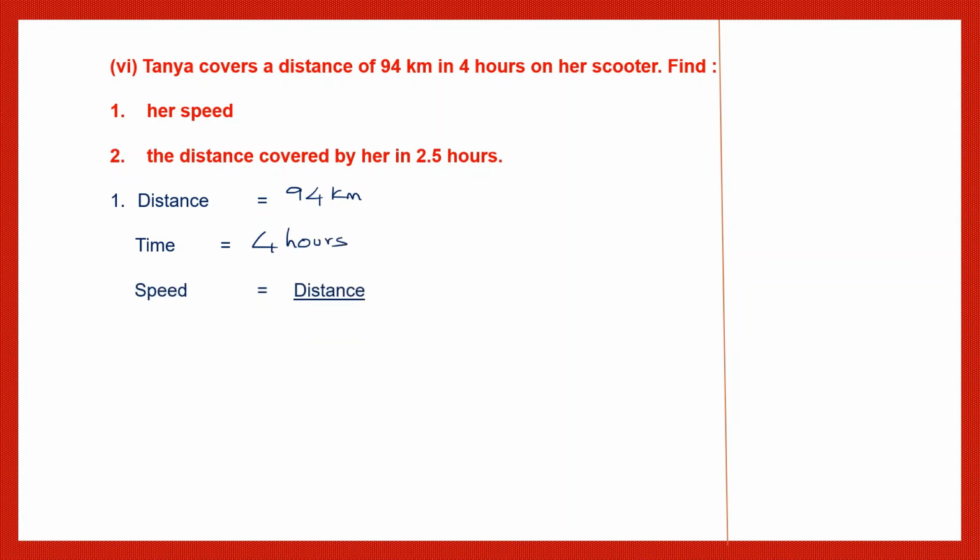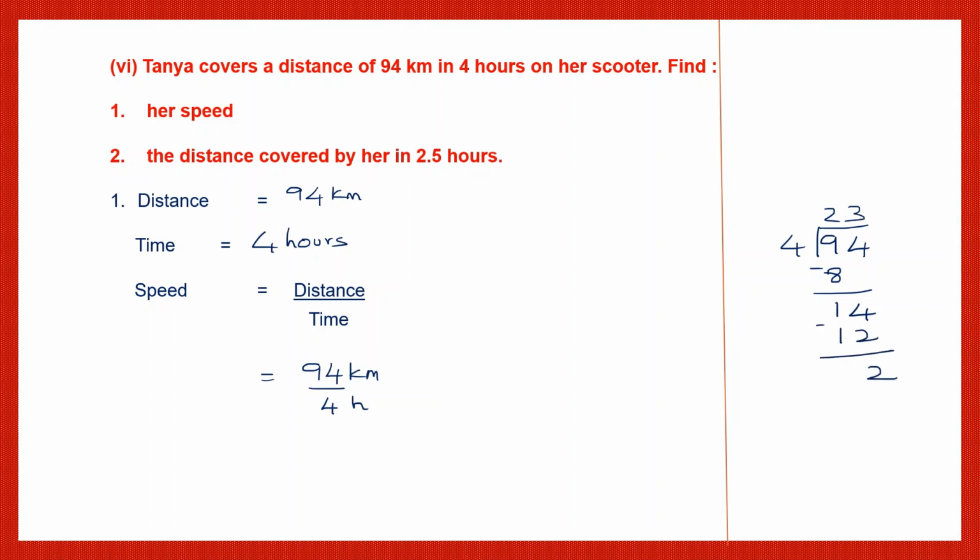So the speed, the formula is distance by time. And what is the distance? 94, and the time is 4. So 94 kilometers, and this is 4 hours. So let's divide 94 by 4. 4 2s are 8, minus, 1. We bring down 4, 14. 4 3s are 12, minus, now we have 2.